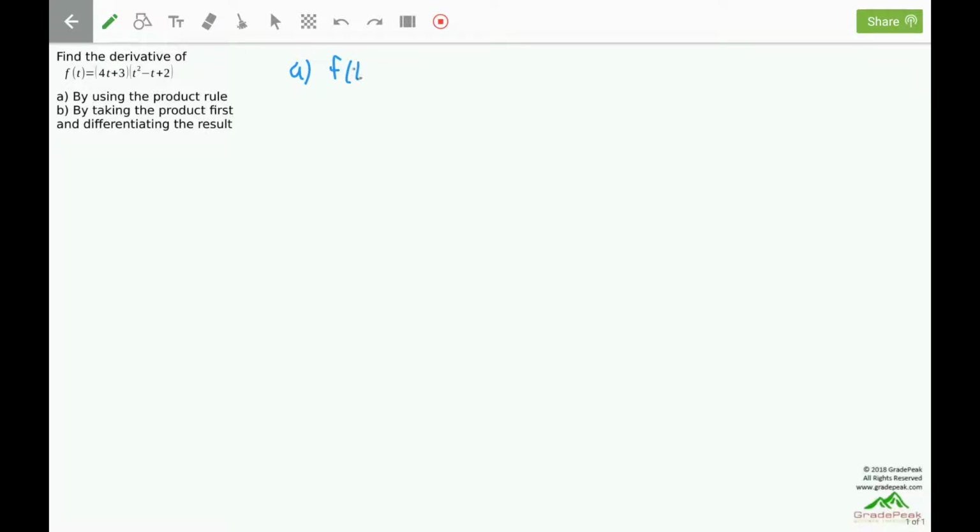Part A, f of t is the product of two functions. The first, 4t plus 3. The second, t squared minus t plus 2. The derivative, f prime of t, will be found by the derivative of the first, 4t plus 3, will take the derivative of the 4t. Constant times t will give us the constant, 4. The derivative of the constant with no t, the plus 3, will be a 0.